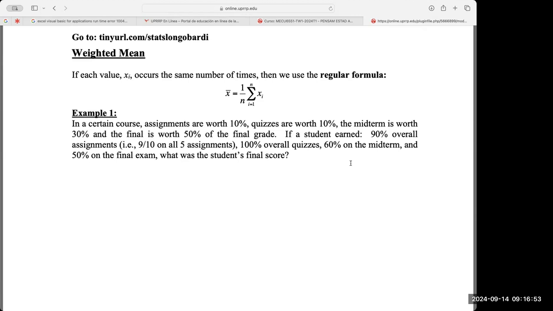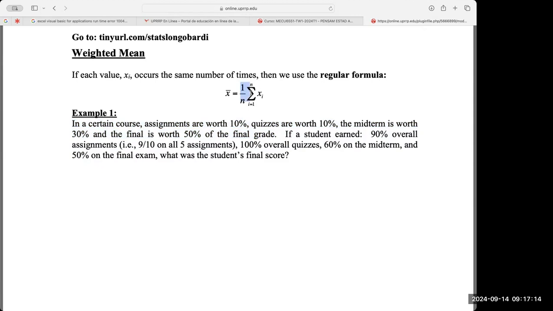So how do you do this problem? This is a very practical problem. You're in a course and there are components to your final grade. It includes assignments, quizzes, a midterm, and a final exam. Each component has a different weight.